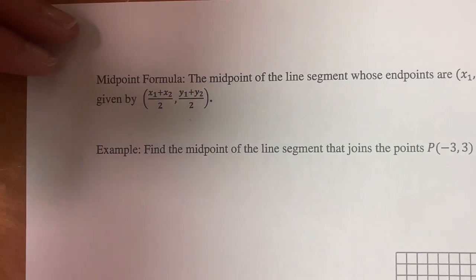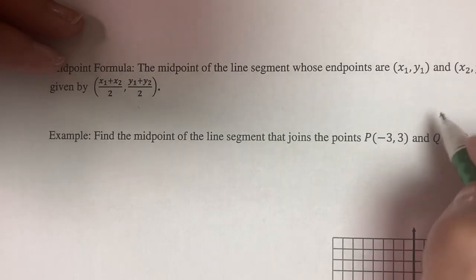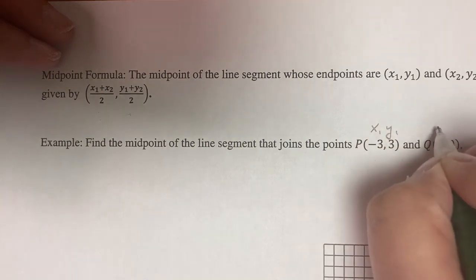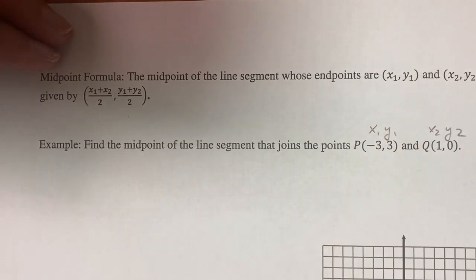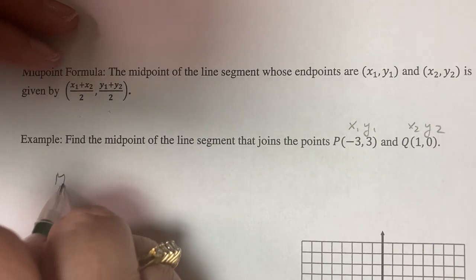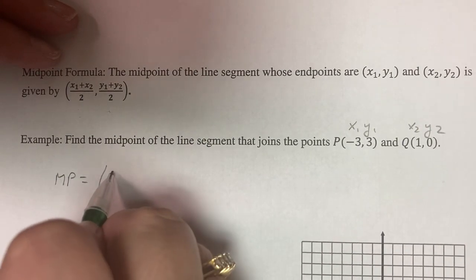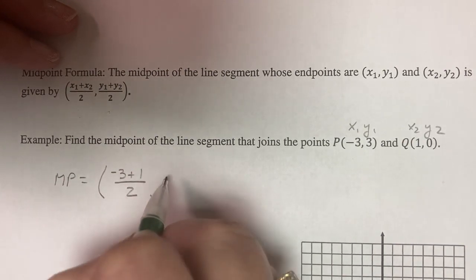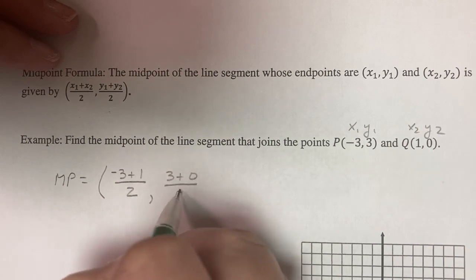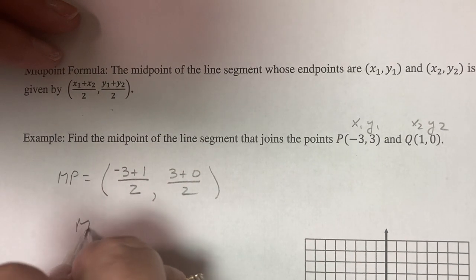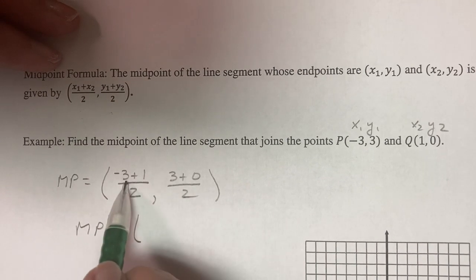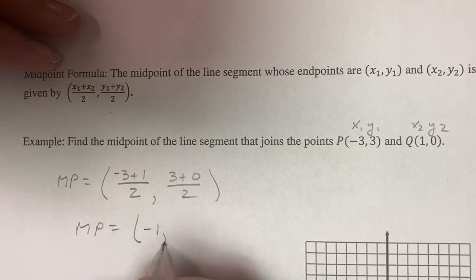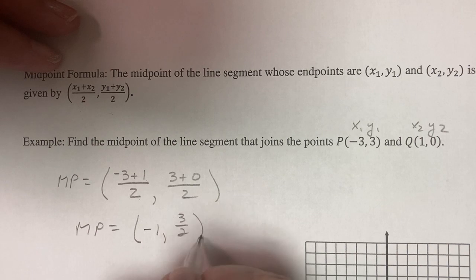All right, so here we go. Here we want to find the midpoint of the line segment that joins these 2 points. So here's my x1 and my y1, and here's x2, y2. My midpoint would be equal to, add the x's, so that's -3 plus 1, divided by 2, and add the y's, that's 3 plus 0, divided by 2. So the midpoint would be -3 plus 1, that's -2, divided by 2 is -1, and then 3/2.